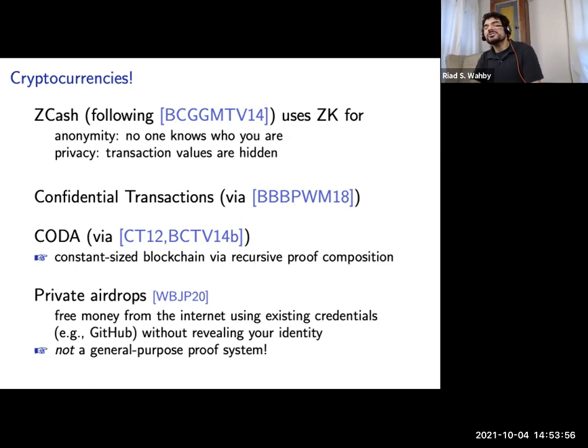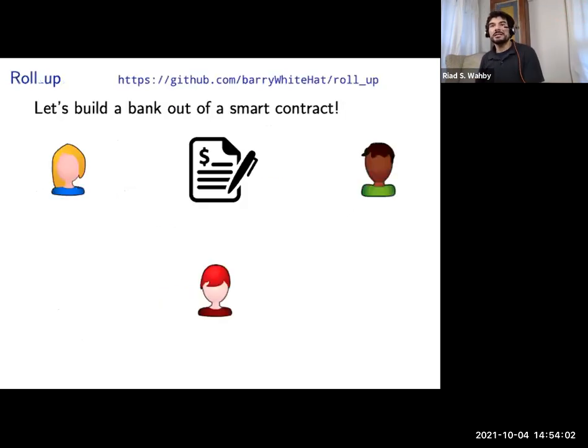Okay. So let's think about one more cryptocurrency-related application that's becoming really popular. And this is called a roll-up. So this comes from Barry Whitehat in 2018. And now I think these are kind of all over the place. So the setting here is basically this. I want to build a bank using a smart contract. So the way that that'll work is, let's say Alice wants to send Bob money, she sends a signed message to the contract. And then Bob and Carol can also do the same thing. They can do transactions on the contract.